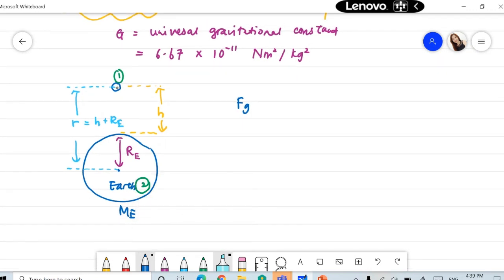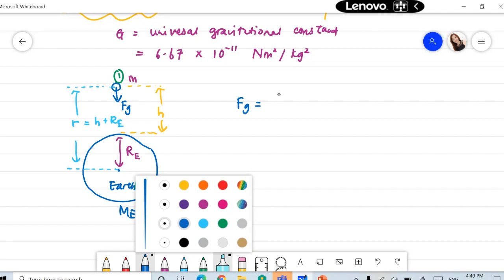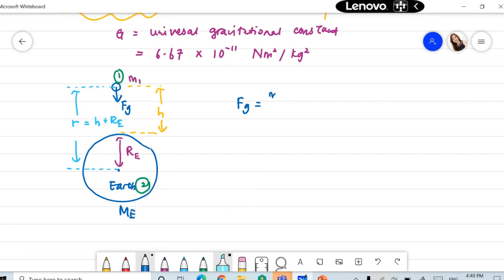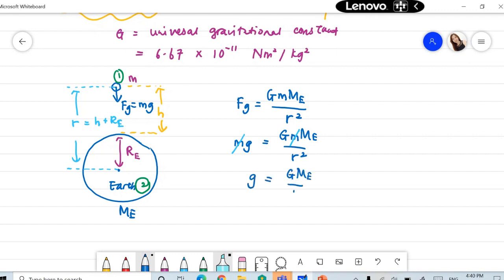So the gravitational force exerted on object 1 due to object 2, or due to Earth, is Fg. According to the law, it is proportional to the product of these two masses. If the mass of the object is m, then m multiplied by the mass of the Earth, divided by the distance from center to center, which is r, so r squared, and the proportional constant is G. The gravitational force exerted on the object is actually the same as mg. Therefore, this Fg is also equal to mg, and I will get G m M_E divided by r squared. So the m can be canceled off, and eventually you get g is equal to G M_E divided by r squared.